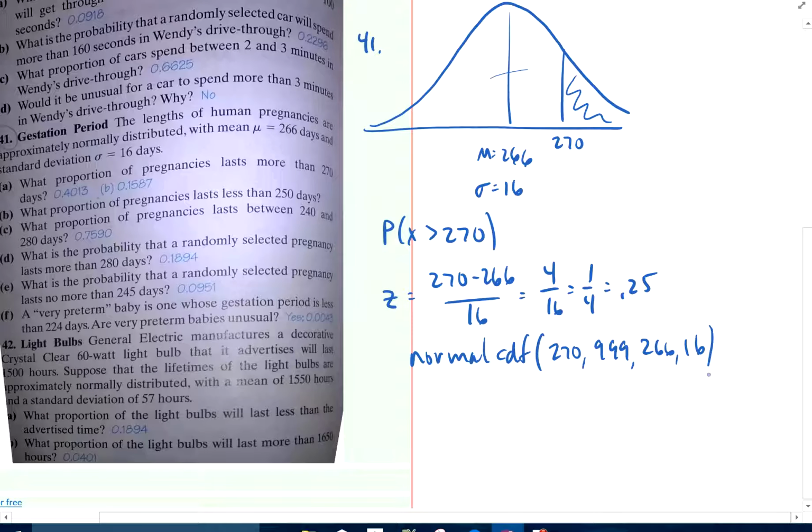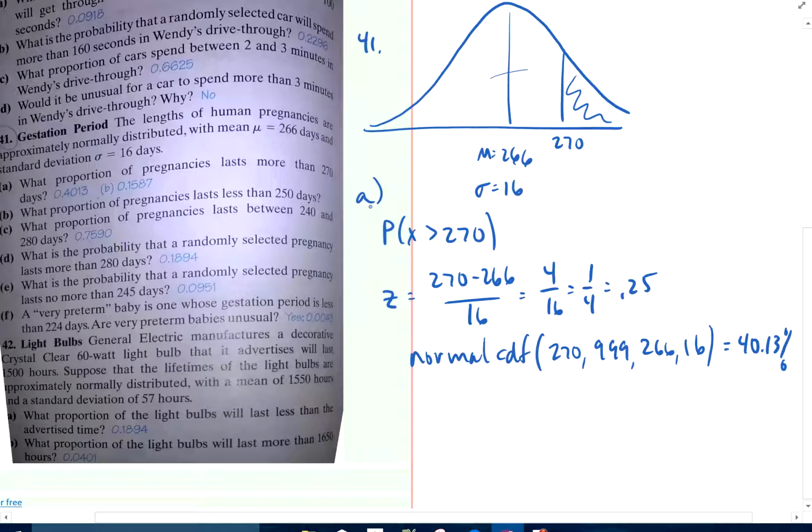Okay, so I'm going to go ahead and do that. You go ahead and do it right now too. Okay, and I get 40.13%. Okay, so there's A.